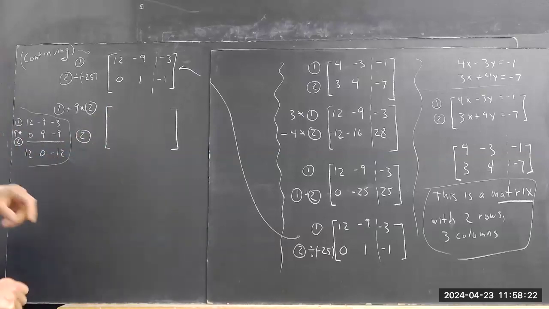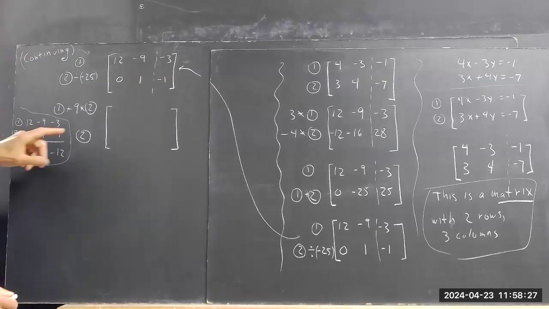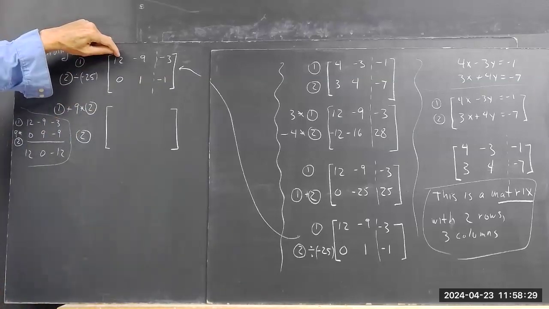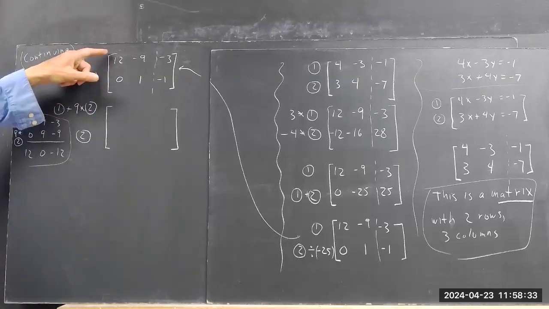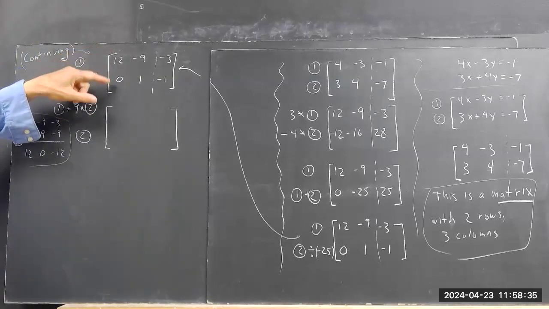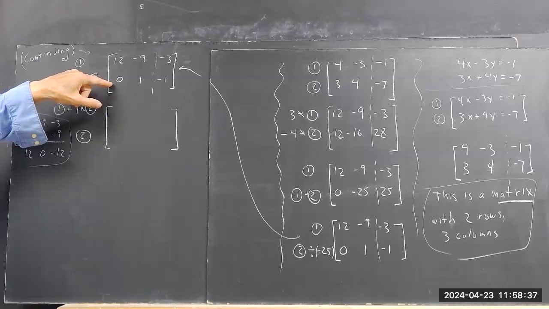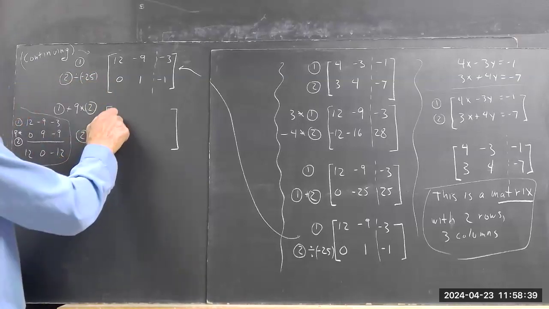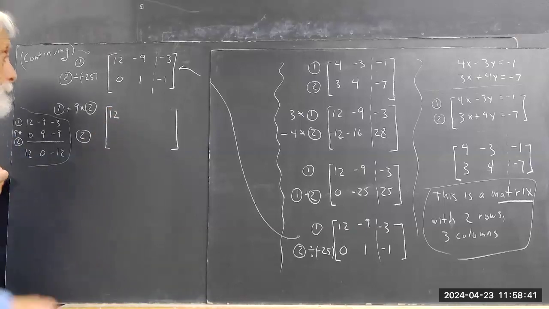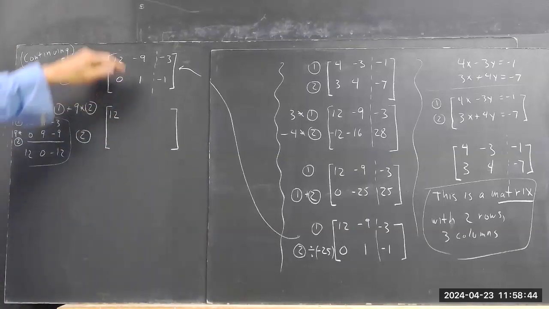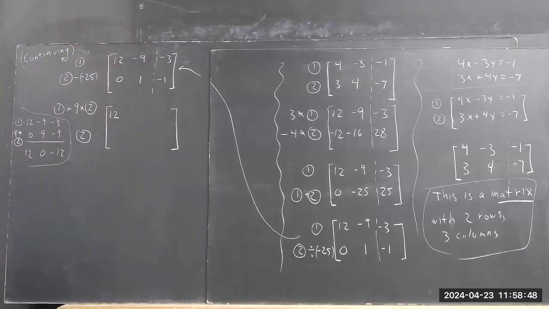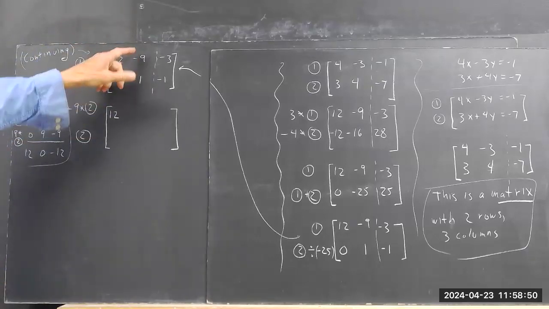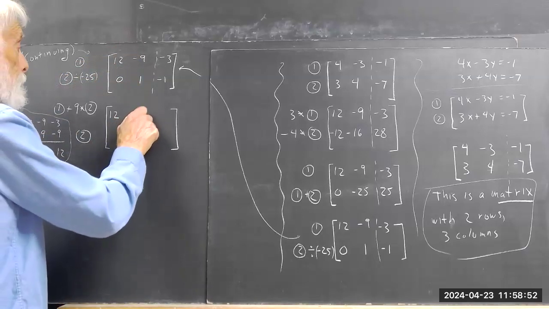Okay, so another way to see it though is look here. We're going to do 12 plus 9 times 0, right? We're doing the number in row 1 plus 9 times the number in row 2 for each column. That gives us 12. Now, we're doing -9 plus 9 times 1. Well, 9 times 1 is 9, so -9 plus 9 gives us 0.